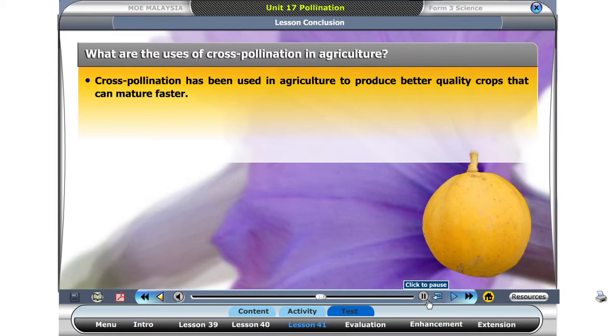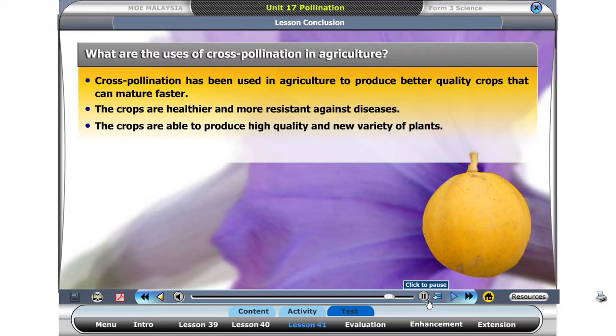Cross-pollination has been used in agriculture to produce better quality crops that can mature faster. The crops are healthier and more resistant against diseases. The crops are able to produce high quality and new variety of plants.